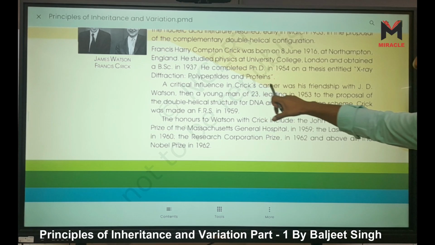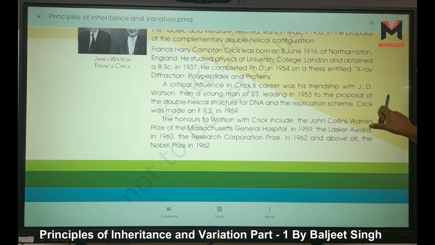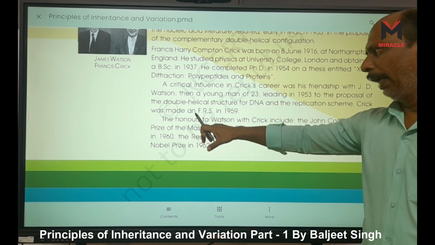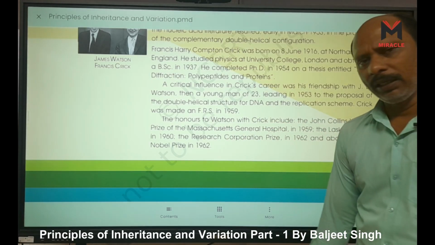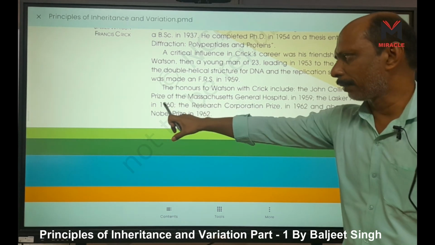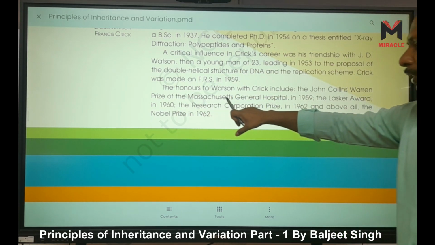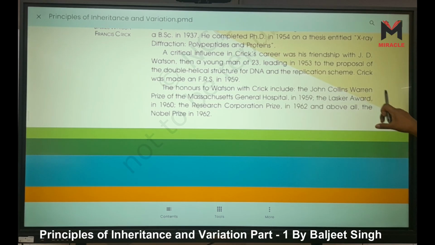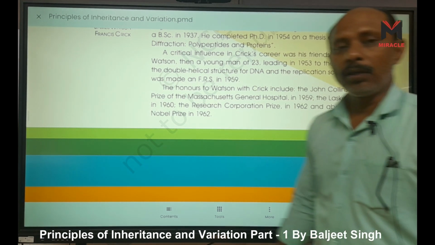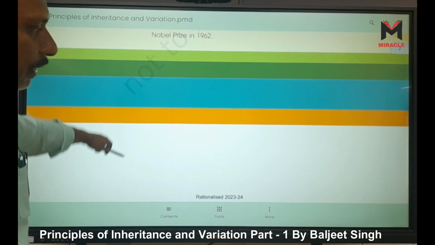The critical influence in Crick's career was his friendship with J.D. Watson, then a young man of 23, leading in 1953 to the proposal of the double helical structure for DNA and the replication scheme. Crick was made an FRS in 1959. The honors to Watson and Crick include the John Collins Warren Prize of the Massachusetts General Hospital in 1959, the Lasker Award in 1960, the Research Corporation Prize in 1962, and above all, the Nobel Prize they got in 1962. Watson and Crick. Do you understand?